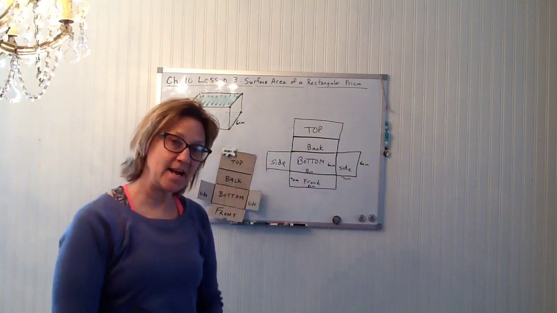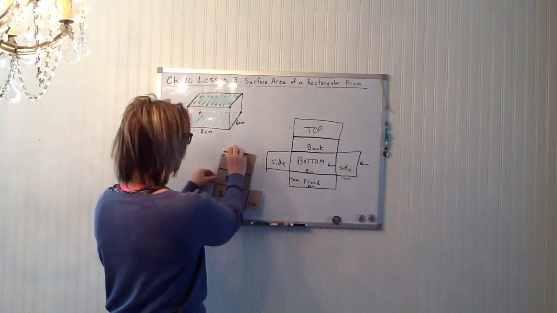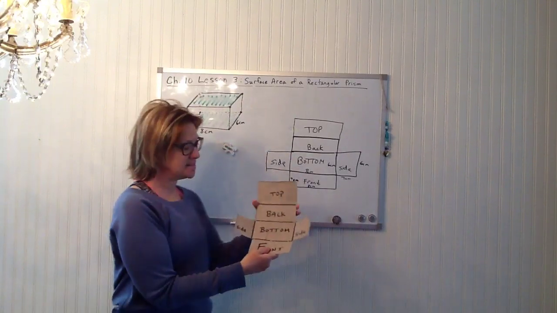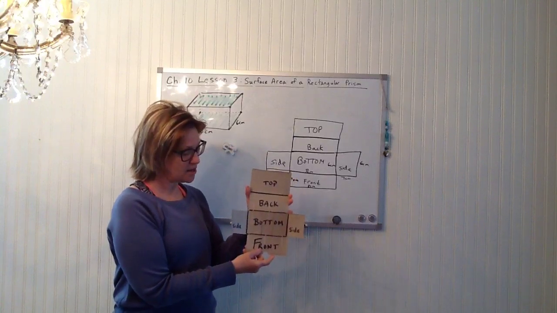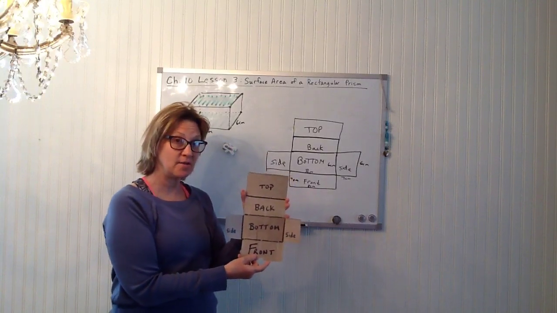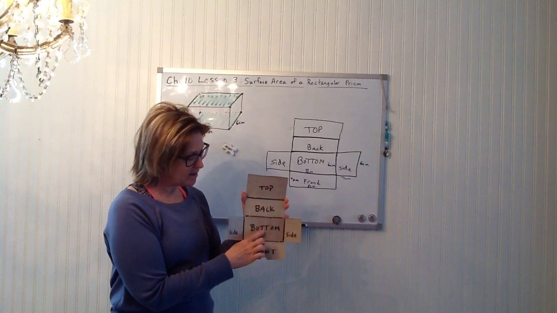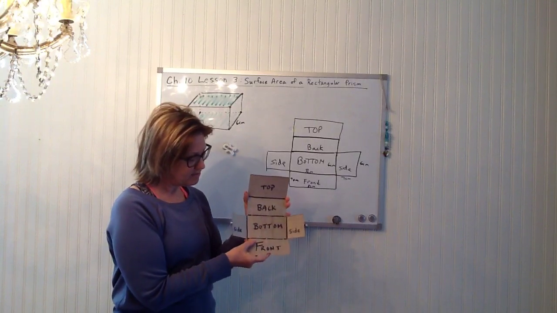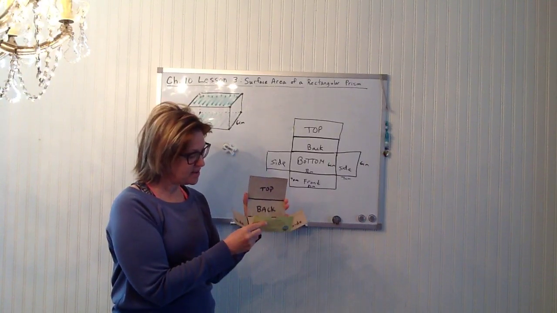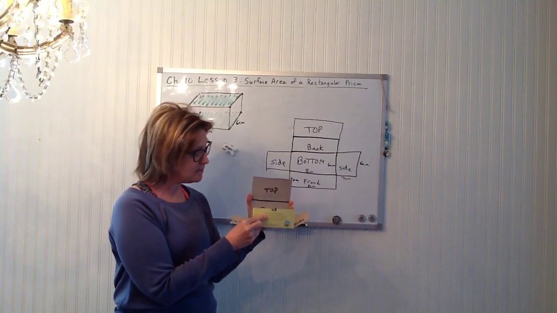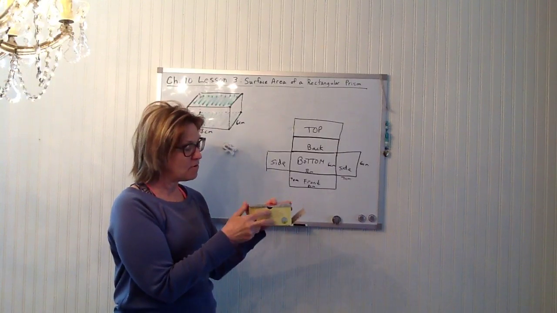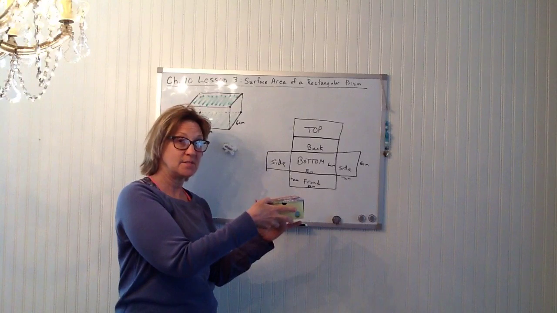I'm going to close that up and give you another look at how this looks when we close it up, how we get it back into our 3D figure. So the bottom will go to the bottom, and the front folds in front of it, the back is behind it. We have the top over it, and then the sides come together.